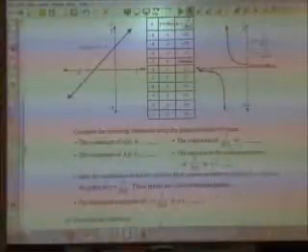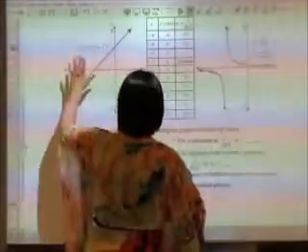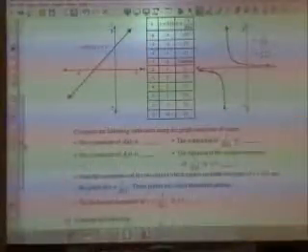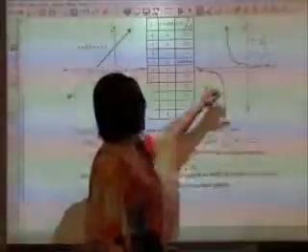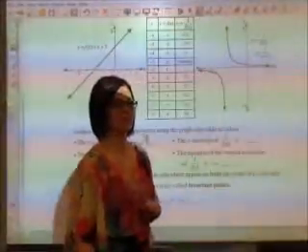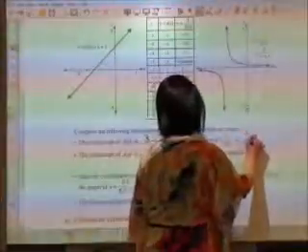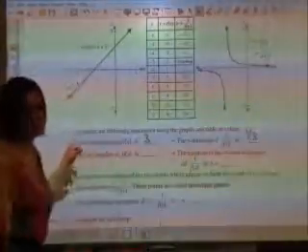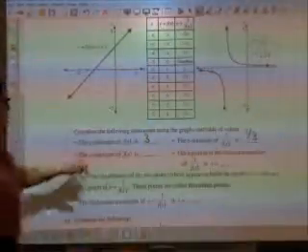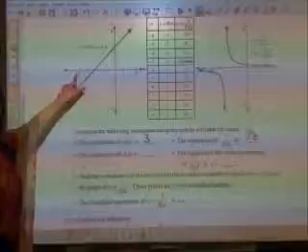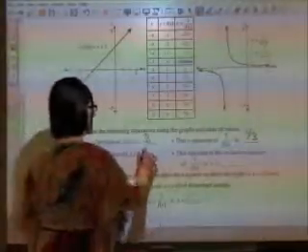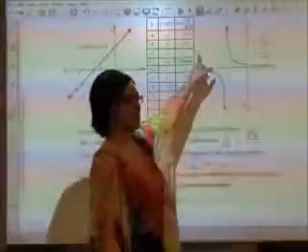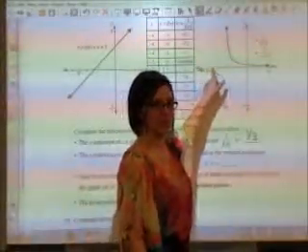Okay, what is the y-intercept of my function f of x? 3. Okay. What is the y-intercept of the reciprocal function? 1/3. Because it would be the reciprocal of the original. What is the x-intercept of this function? -3. And there is no x-intercept in the reciprocal.